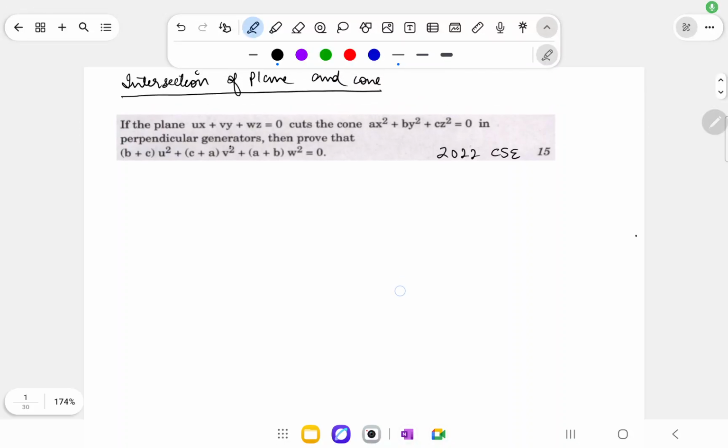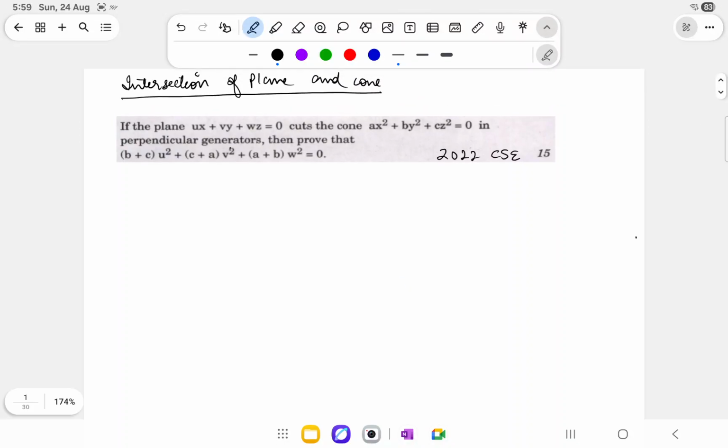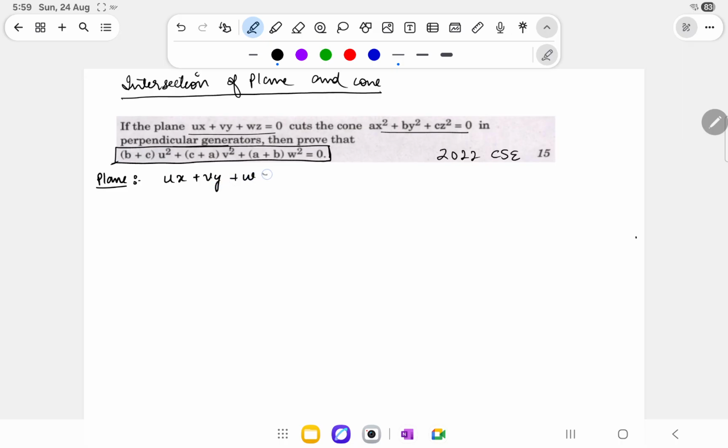So today let's see a question on the intersection of a plane and a cone. In the question it says that this plane cuts this cone in perpendicular generators, and we are supposed to prove this relation: that the plane cuts the cone in perpendicular generators if this relation is satisfied. So the question says that the plane ux plus vy plus wz equals 0 cuts the cone, that is ax square plus by square plus cz square equals 0, in perpendicular generators.